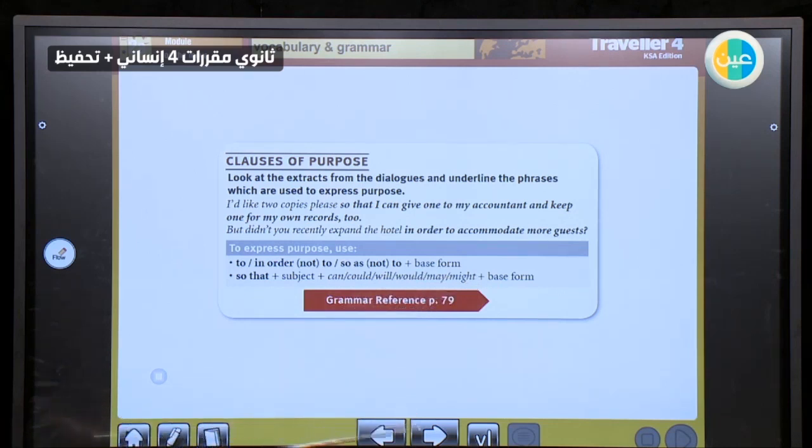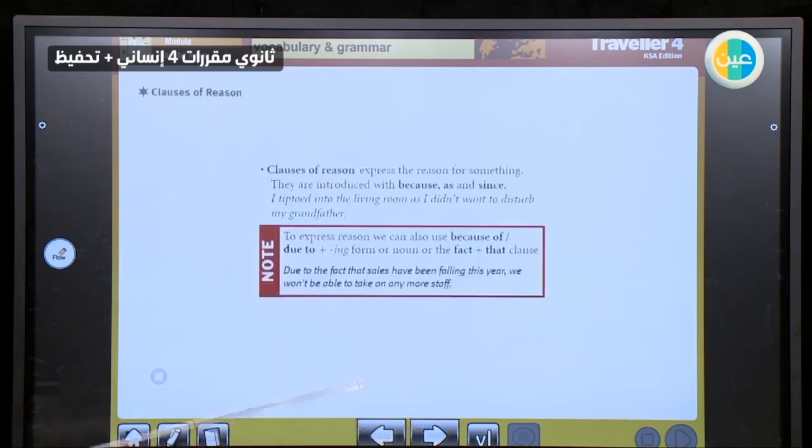Let's move to page 79. Clauses of reason express the reason for something. For example, here, I tiptoed into the living room as I didn't want to disturb my grandfather. As we have here, a clause of reason.